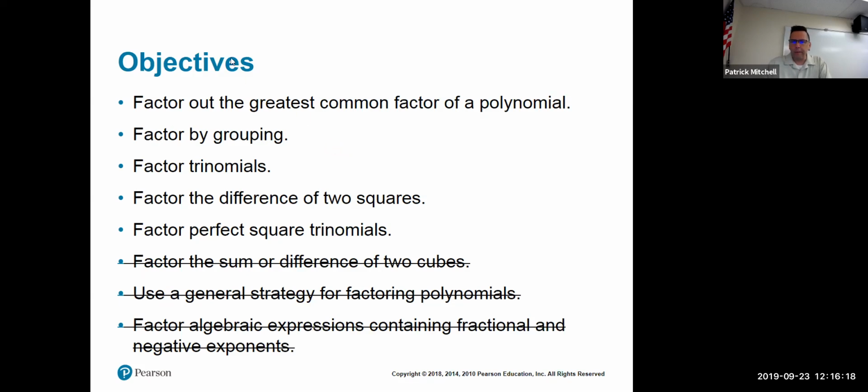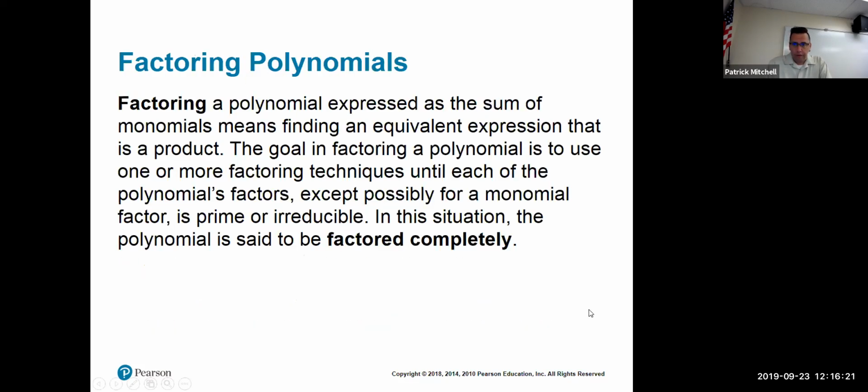All right, so factoring a polynomial means finding an equivalent expression that is a product. So you're taking a polynomial and writing it as the product, as multiplication, of two smaller polynomials. This is exactly the reverse of what we were doing in Section P4. In Section P4, we were multiplying polynomials. That was when we went over FOIL, for example. So factoring, we're undoing that, okay?